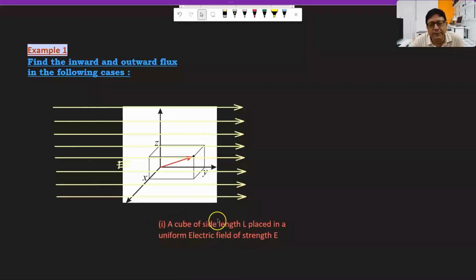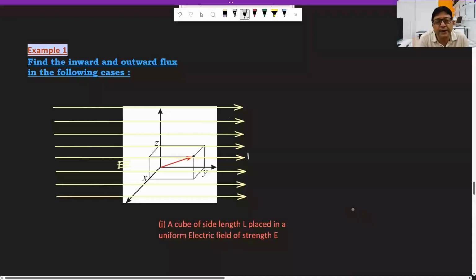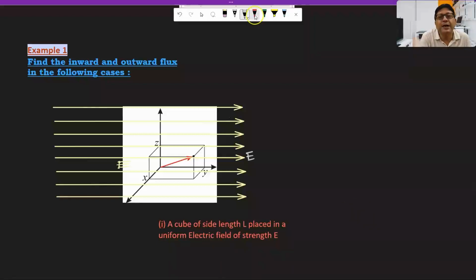uniform electric field of strength E. E is the strength of electric field. So you can see that inward flux is there. This is inward, isn't it? And this is outward. Okay, area vector directed this way. This outward flux will be positive, and this inward will be negative.